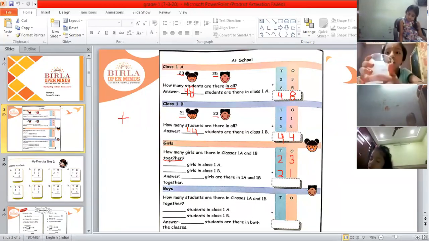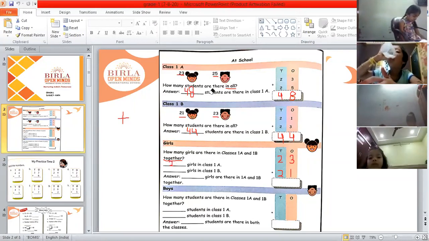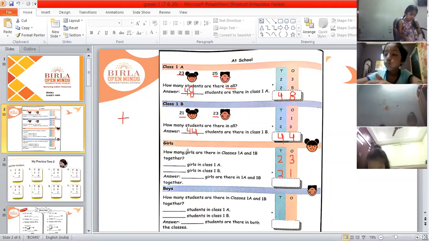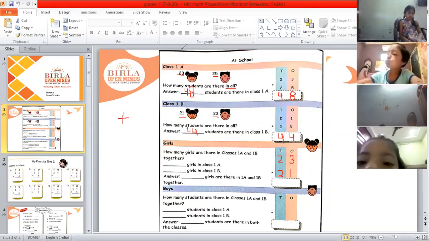Girls in class 1A is equal to 23. So we will write here also in this blank space. See here. Children, look here where I am writing. Girls in class first A is equal to 23.